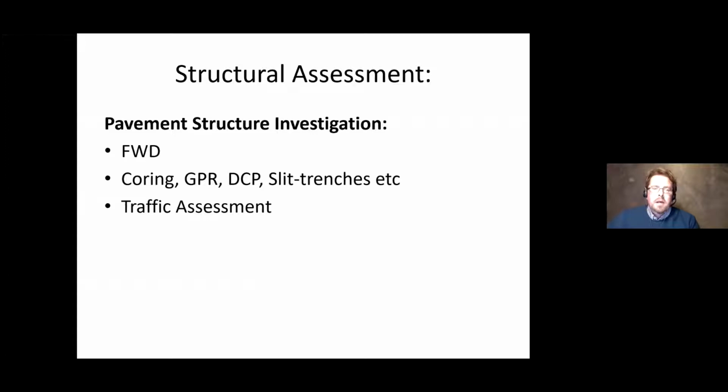So your structural assessment, the main routes of doing it in this country are your FWD, the falling weight deflectometer, going out and taking cores and determining what sort of pavement structure you have there. So coring, or using a GPR, doing dynamic cone penetrometer testing, or taking slit trenches. Slit trenches can't be got away from. We try to keep everything non-invasive, but eventually you are going to have to take a core, take a slit trench just to calibrate what you're getting otherwise.